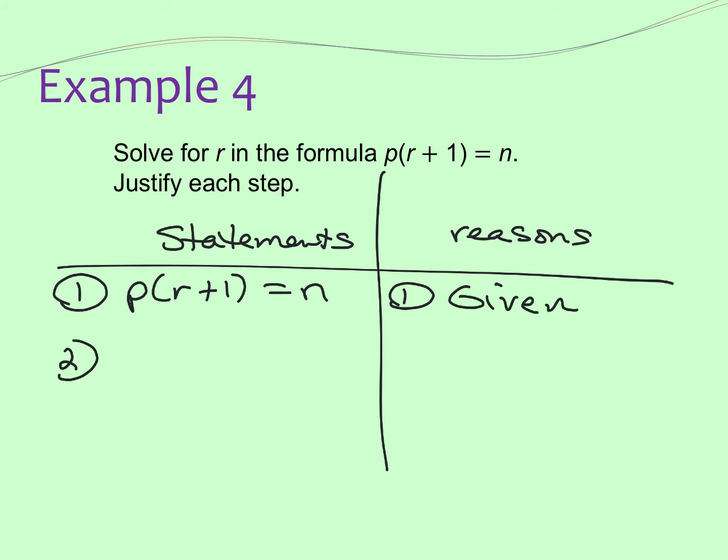And now we're going to begin to try to get this r all by itself. So I need to move the p and the 1 away from it. So the first thing I'm going to do is distributive property. So I'm going to distribute the p, and I'm going to get pr plus p equals n. And what I did was the distributive property.